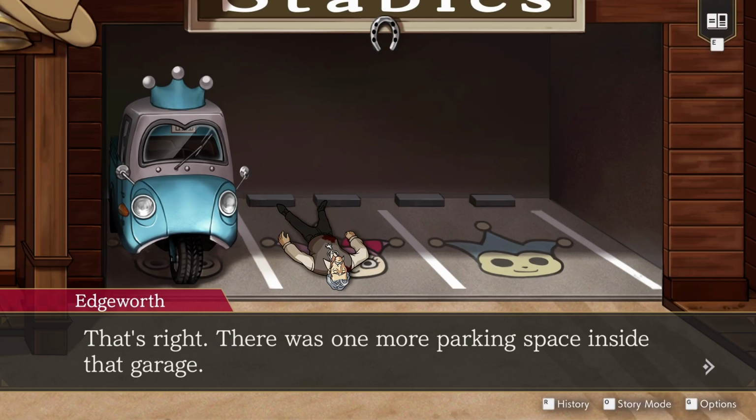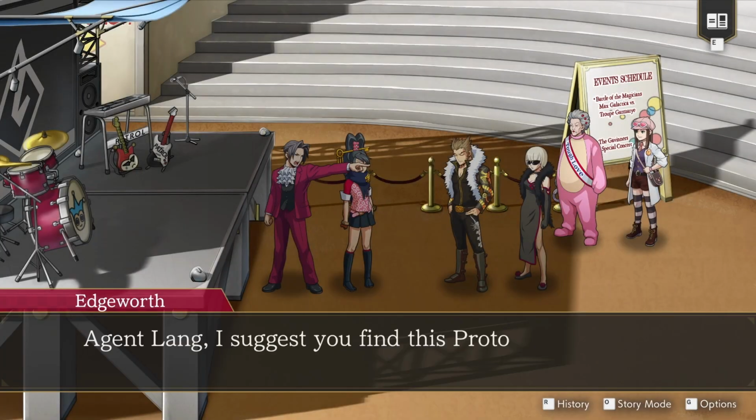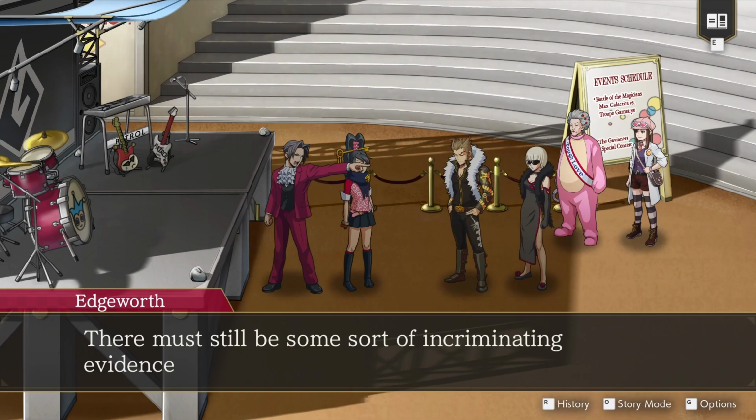So why doesn't the Bad Badger have his own car? Probably because it can be used to steal kids. Yeah, that's probably why. It's bad. And it proves the existence of a Proto Batmobile. Agent Lang, I suggest you find this Proto Batmobile post-haste. There must still be some sort of incriminating evidence in it.